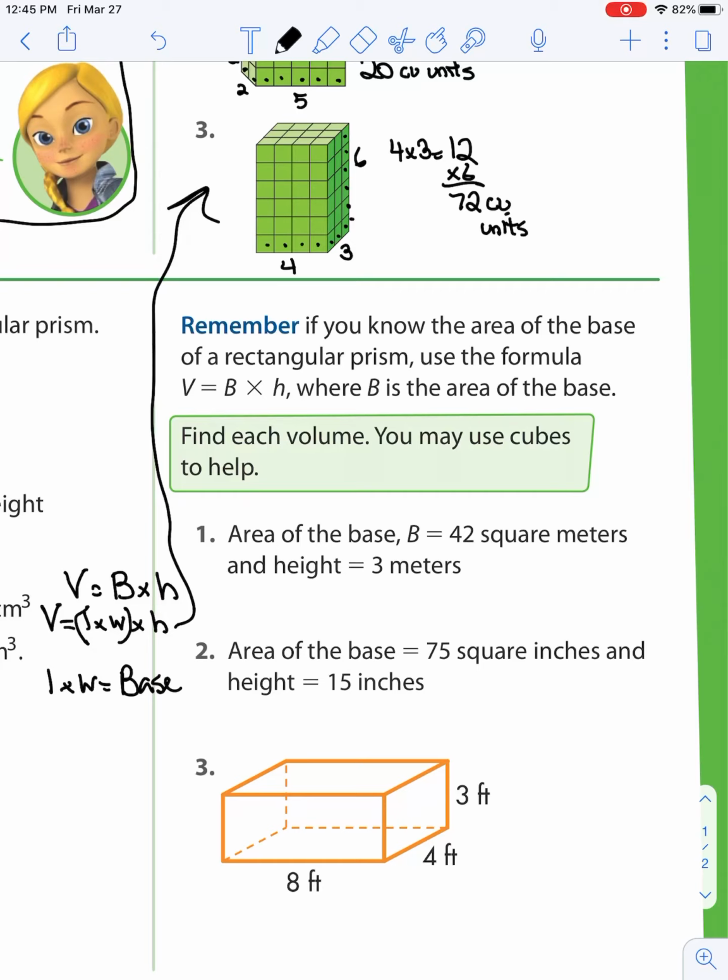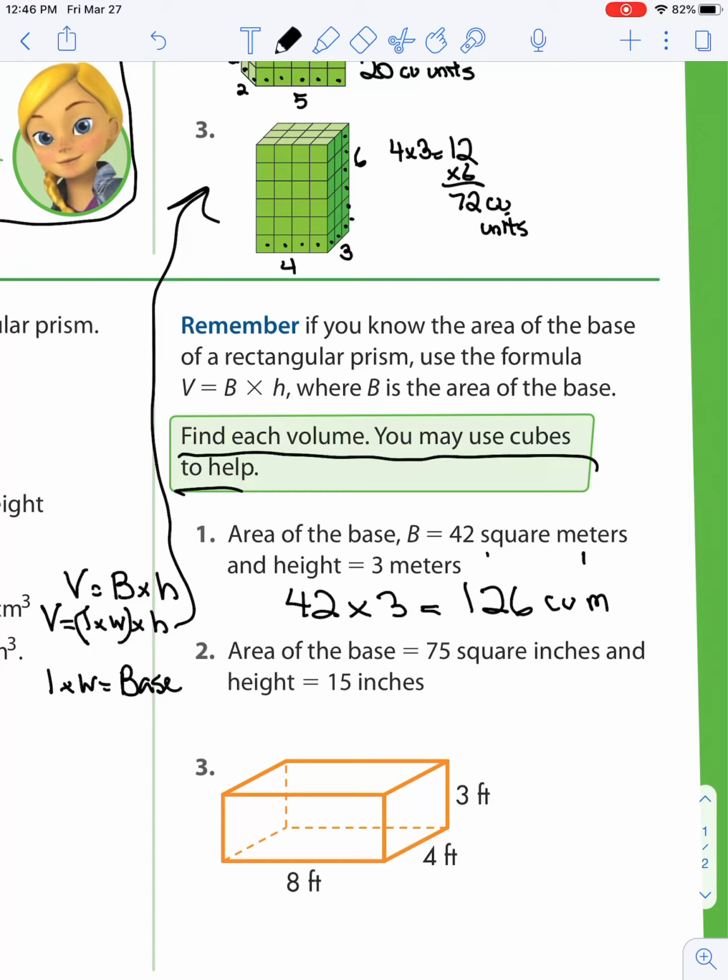Okay, so for the next section, it says find each volume. You may use cubes to help. No, thank you, we don't need to. The area of the base is 42 square meters, and the height is 3. So all we have to do is 42 times 3. And when we do that, you will get 126 cubic meters. Okay?